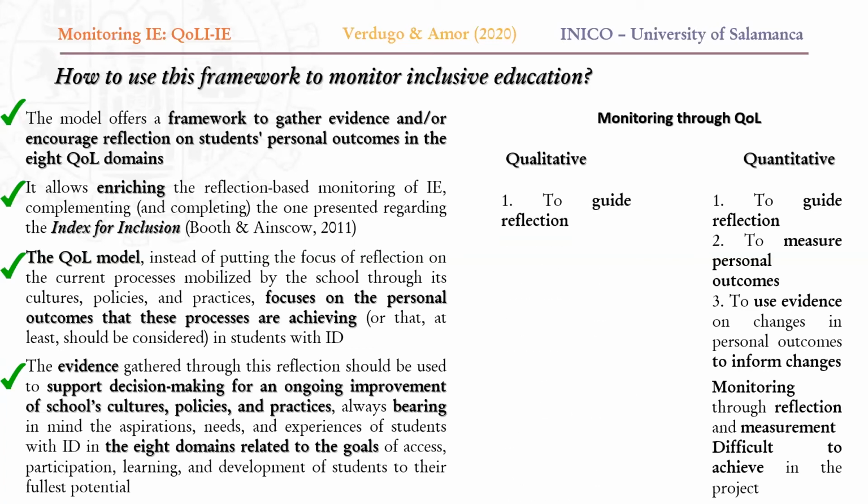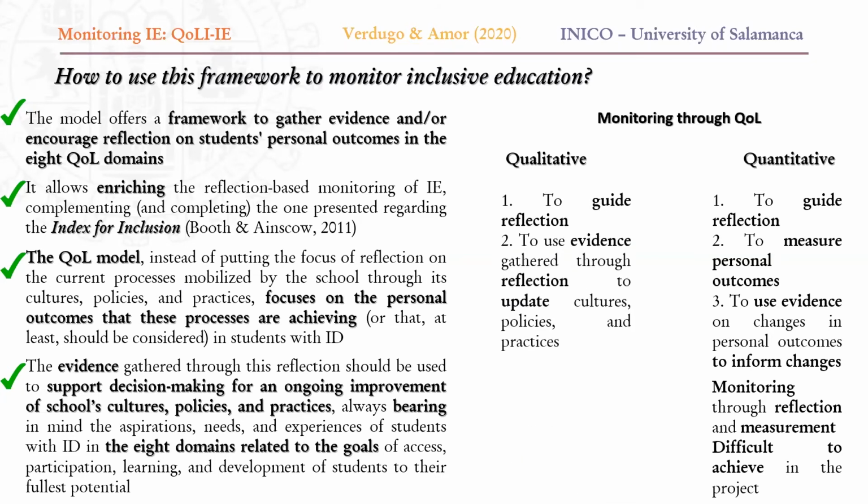As for a qualitative approach, we use this as the index for inclusion to guide reflection, as I've already explained. To use the evidence gathered through the reflection process, focus always on the 8 quality of life domains to update our own culture, policies, and practices in terms of the outcomes that we are producing or not in our students. Although it cannot gather evidence to be sure about the extent to which the actions that we are implementing are producing changes in the life of the student, this approach is easier to achieve.